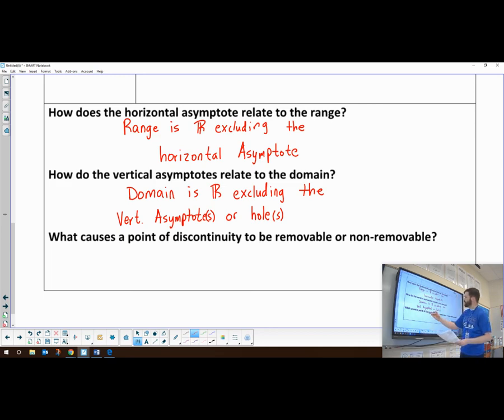And last but not least, what causes a point of discontinuity to be removable or non-removable? It is removable if it can be canceled. So whenever we factor and cancel, if it cancels out, it creates a hole instead of creating a vertical asymptote. All right?